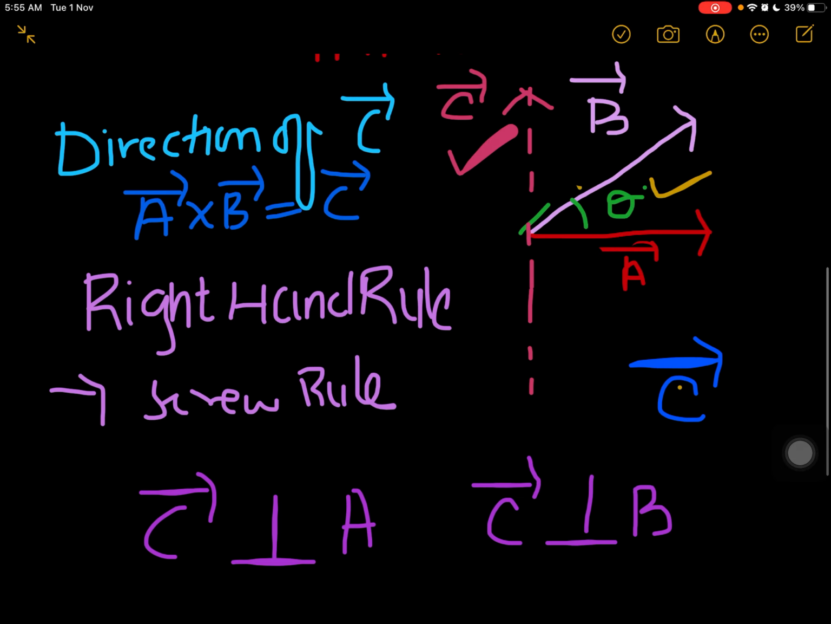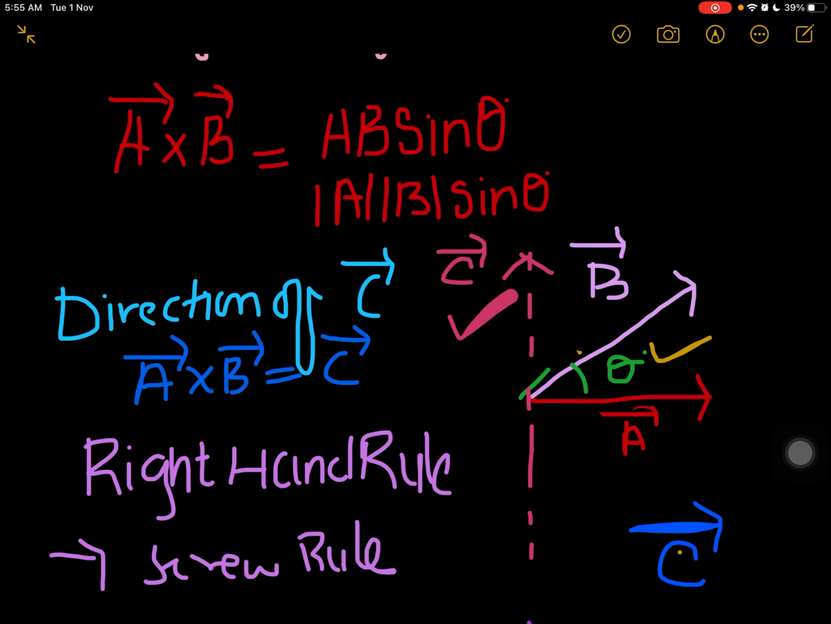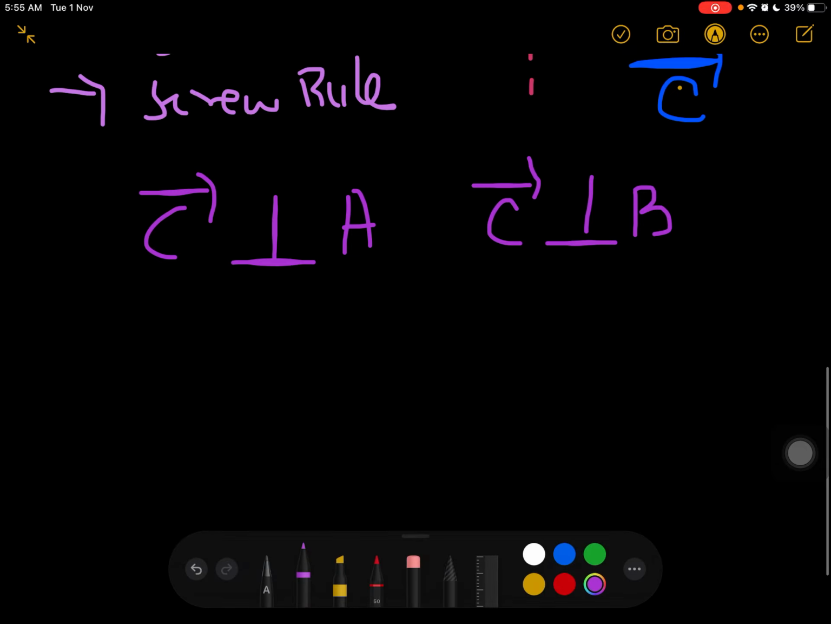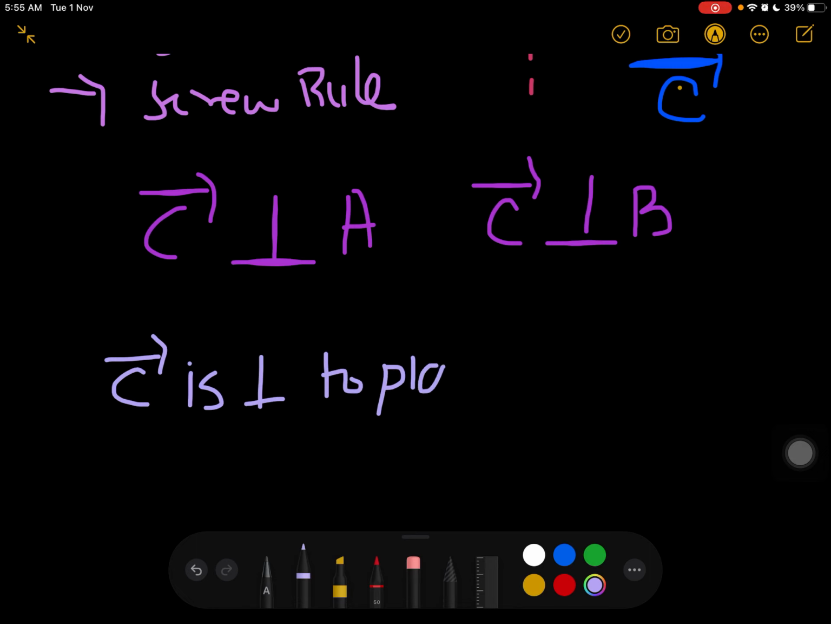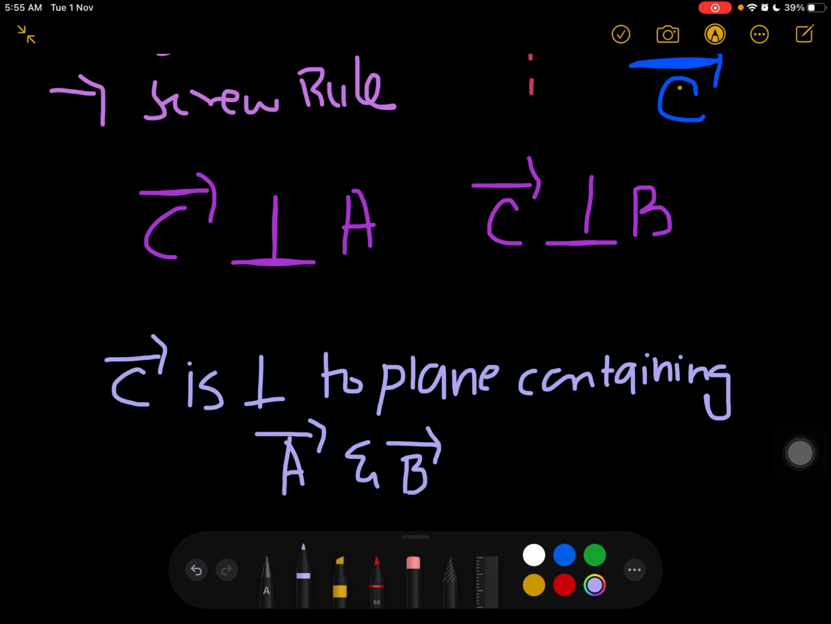So you can see over here, this C is perpendicular to A, and this C, like the product, is perpendicular to B. So basically C is perpendicular to the plane containing A vector and B vector, right?